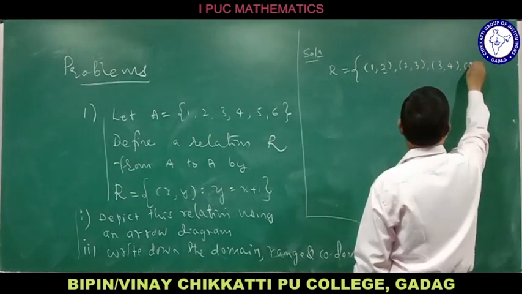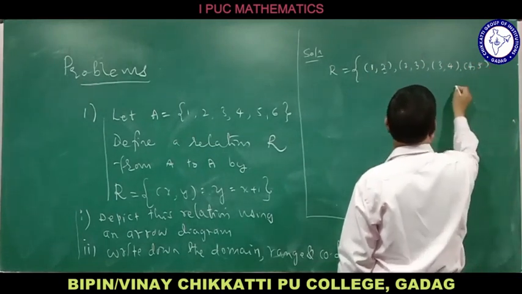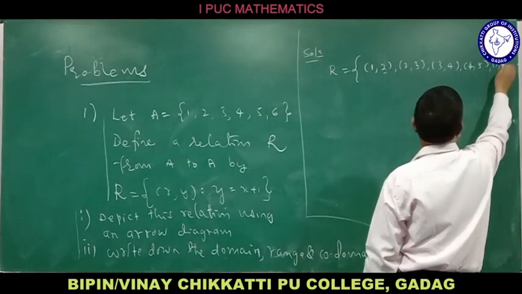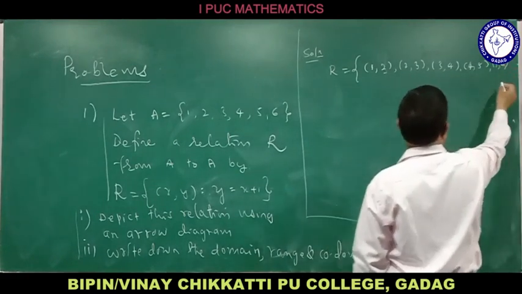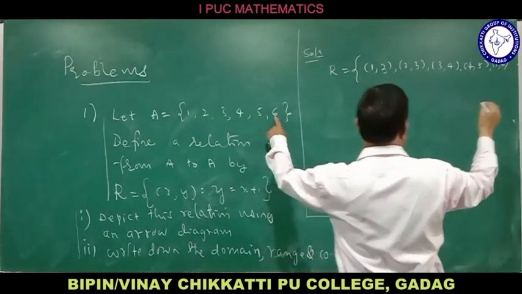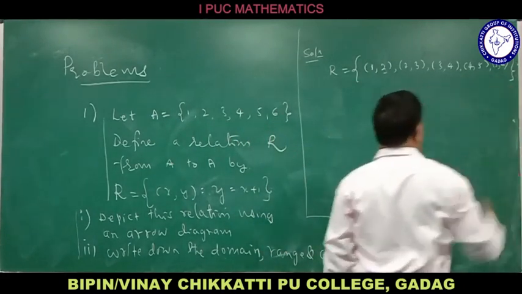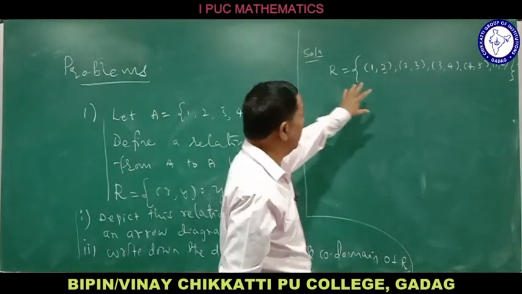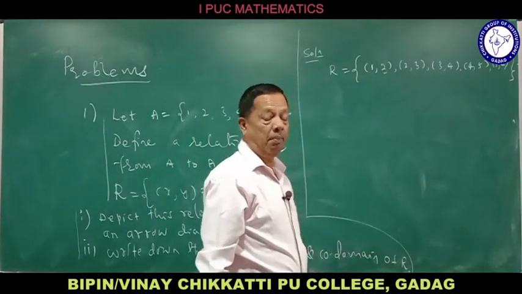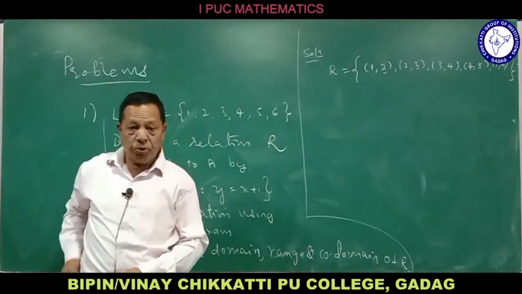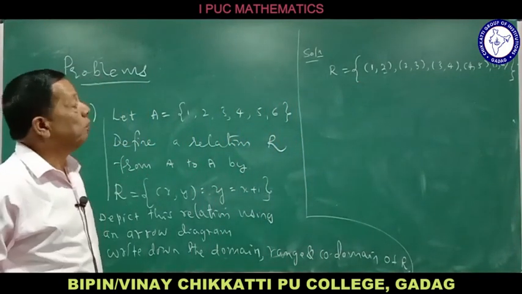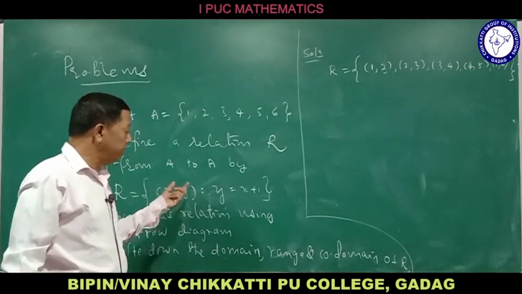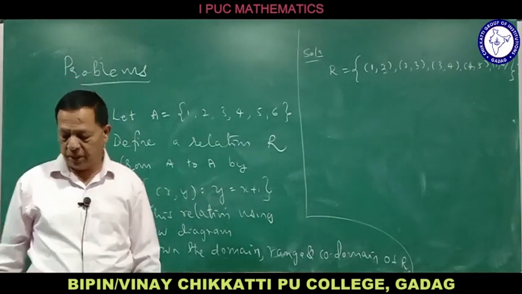Next, 4, 5. And next, 5, 6. And next you don't take, because the highest maximum is 6. So this is R. This is a set builder form and I have written it in roster form. By the definition, you first write in the roster form, and accordingly the definition is defined in the set builder form.